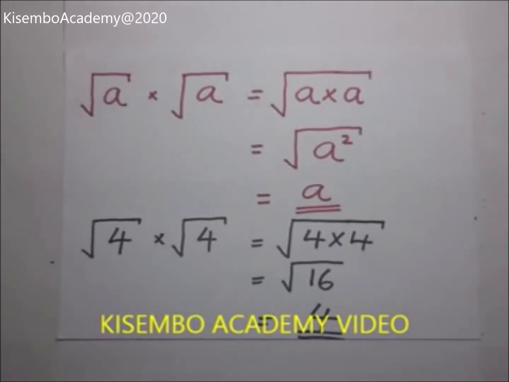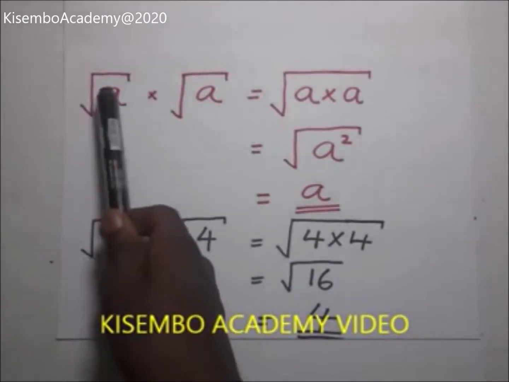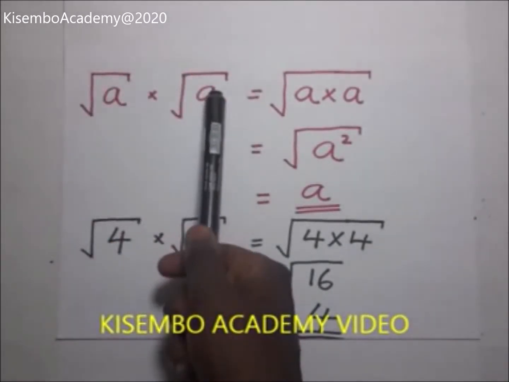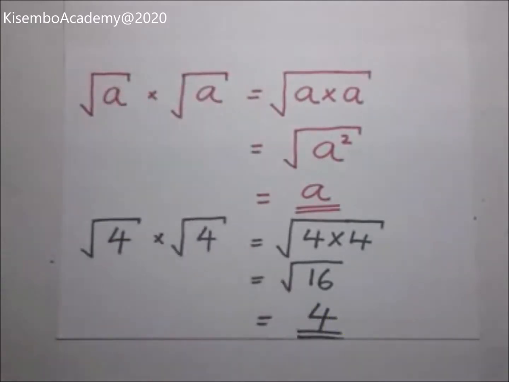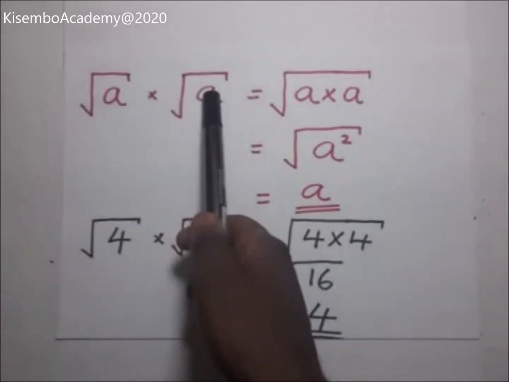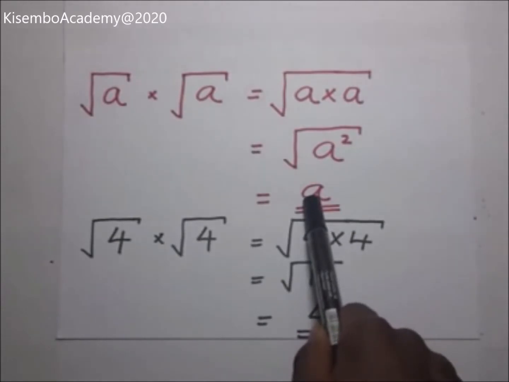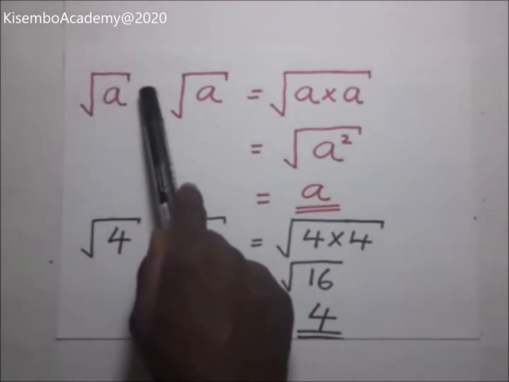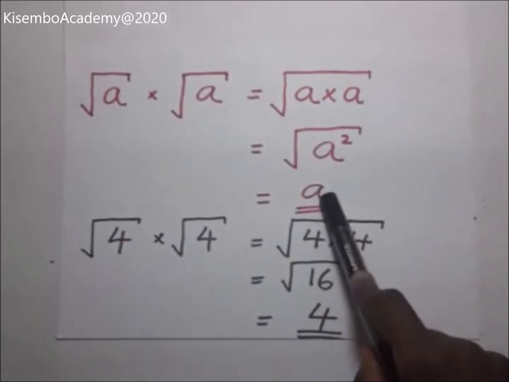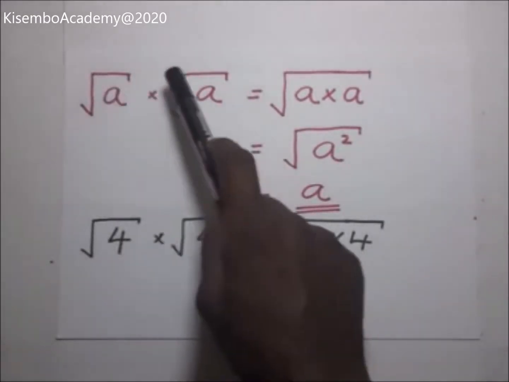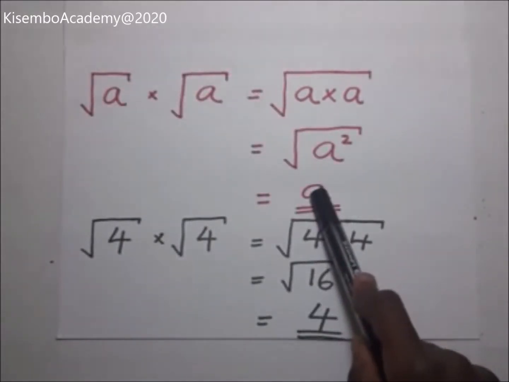In our previous videos we also explored that when you're multiplying the same surd twice, for example the square root of a times the square root of a, you're bound to get that very number. If it's the square root of 100 times the square root of 100, you're bound to get 100. If it's the square root of 20 times the square root of 20, you're bound to get 20.